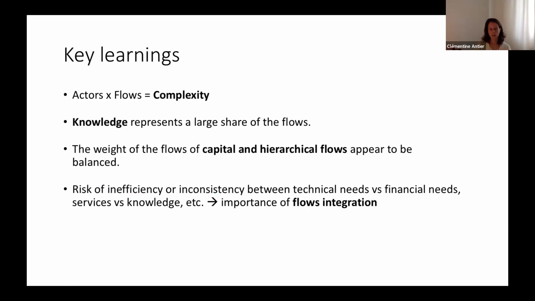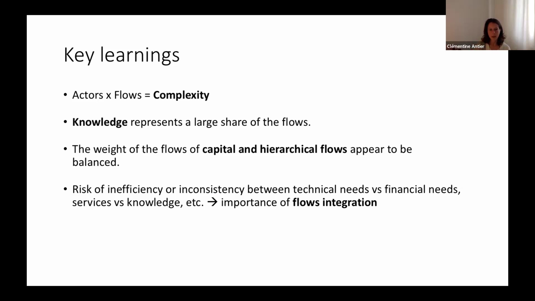Yeah, so a little wrap up again of the key learnings. Many actors, many flows. We are looking at complexity. Knowledge represents a large share of the flows, and if you remember well, when we looked at the policy space, there were only a small percentage of the policy instruments that were focused on knowledge. So we have a contrast there.